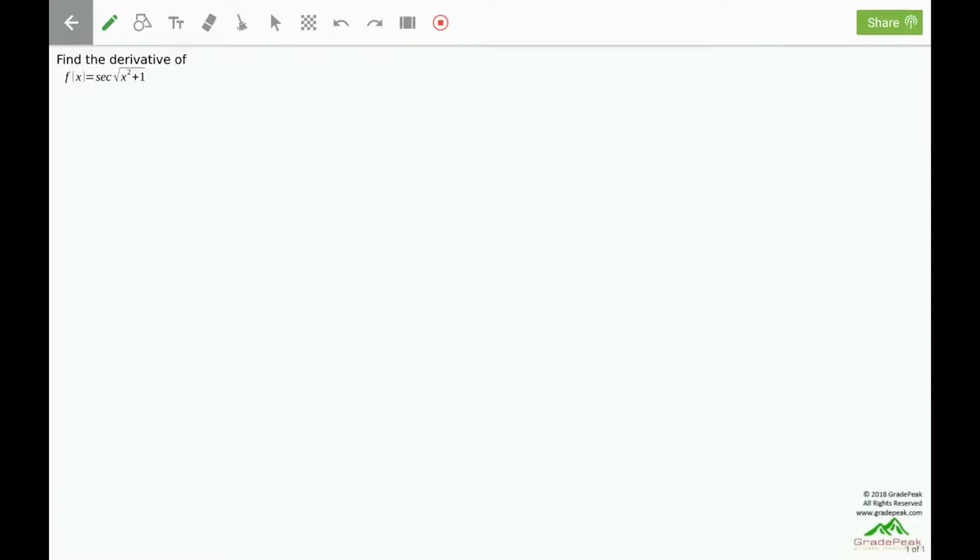Find the derivative of f of x equals the secant of the square root of x squared plus 1. F of x here is made up of a trig function, the secant of an entire expression, the square root of x squared plus 1.